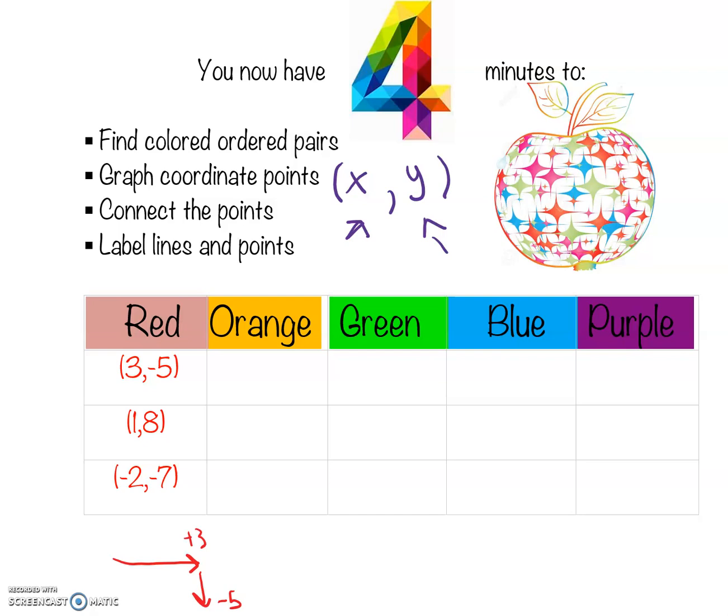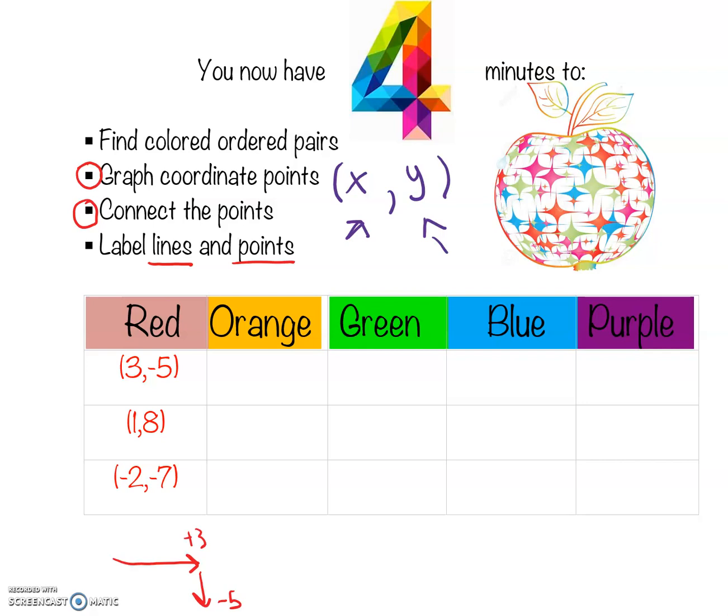Notice that it also says up here you're going to graph each of these coordinate points. So you're going to graph all 3 of these. Then you're going to connect the points. So draw this point, then draw the second point, connect those points. Then draw the third point and connect the second point to the third point. It says label the line and the points.